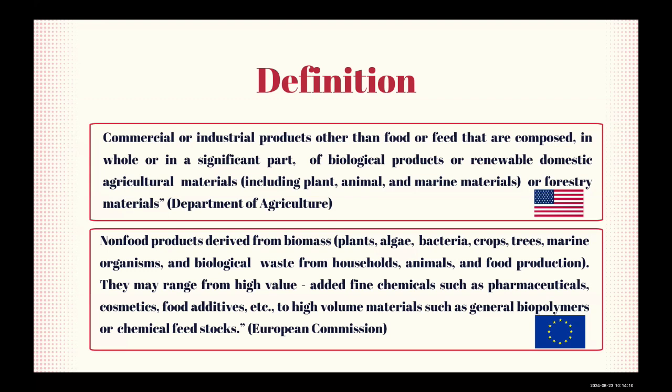As for the EU, the European Commission defines bio-based products as non-food products derived from biomass, which includes plants, algae, bacteria, crops, trees, marine organisms, and biological waste from households, animals, and food production. So these products can range from high-value fine chemicals, such as pharmaceuticals and cosmetics, to high-volume materials, such as general biopolymers or chemical feedstocks. So these definitions highlight the broad range of materials and applications that fall under the umbrella of bio-based products, reflecting their importance in various sectors and their role in driving the bioeconomy forward.